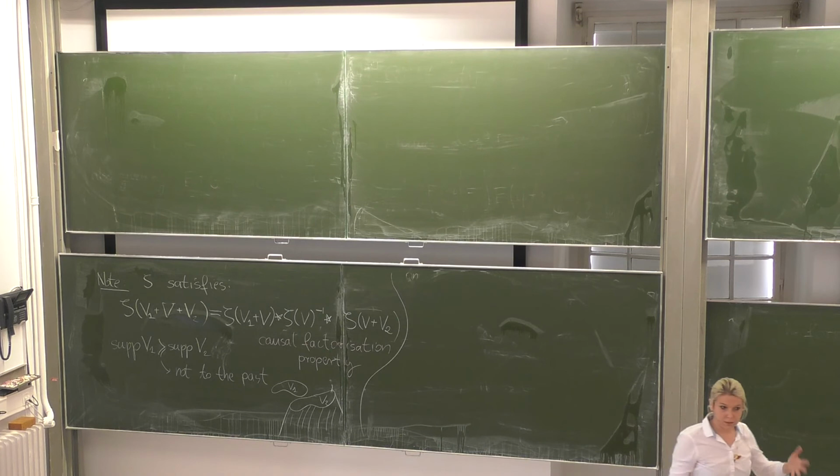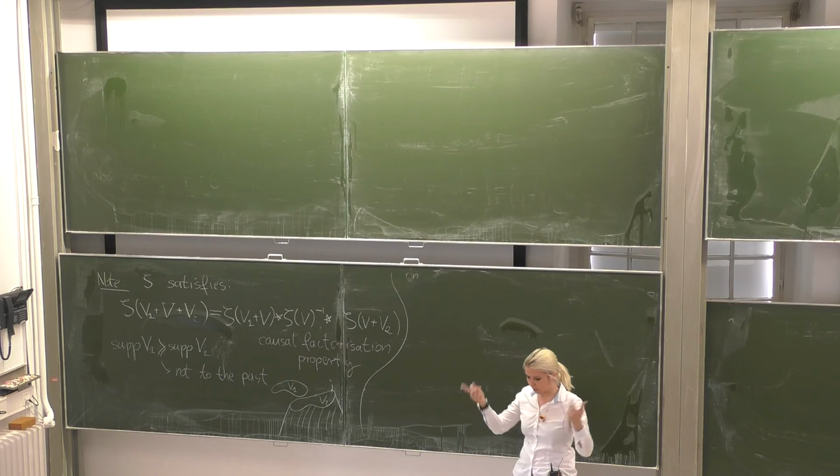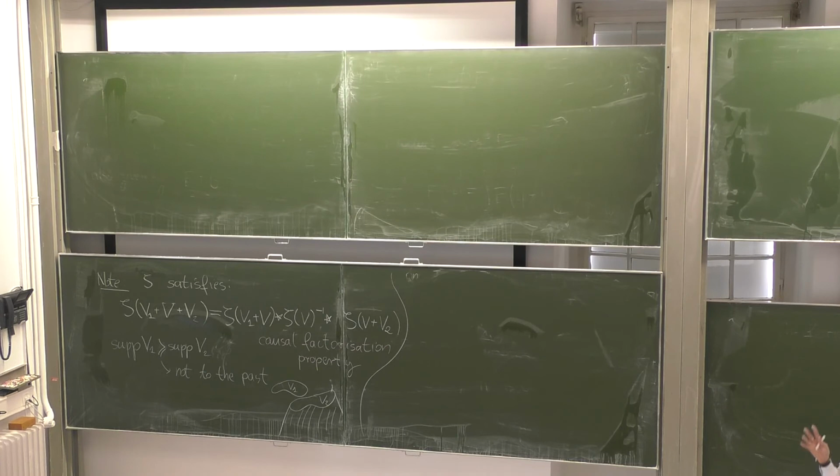This is actually related to AQFT-like locality. So let's now go back to the first lecture yesterday. I said something about the AQFT axioms and about a special property for things that are localized in space-like regions. So let's take V1 and V2 that are localized in space-like regions.